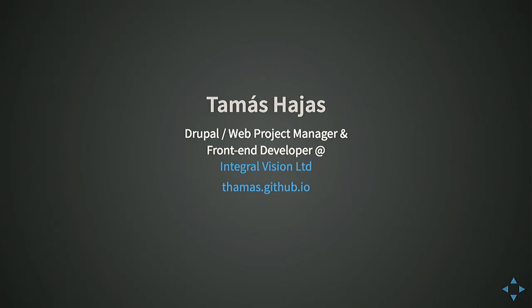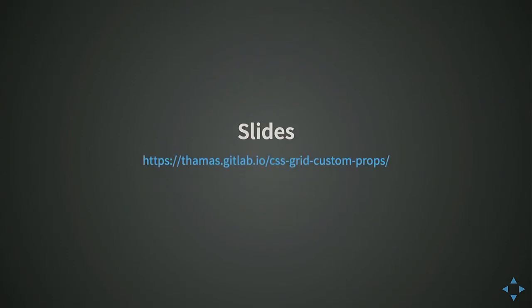tamas.github.io. So, today I want to talk about two new things in CSS, and the first is CSS Grid. These slides are online, so you can find them at tamas.github.io/css-grid-custom-props. It is important that it is GitLab and not GitHub. So you can check this, you can follow along, or check just quickly, and if you find it's not interesting, you may leave, but I hope you will stay here.